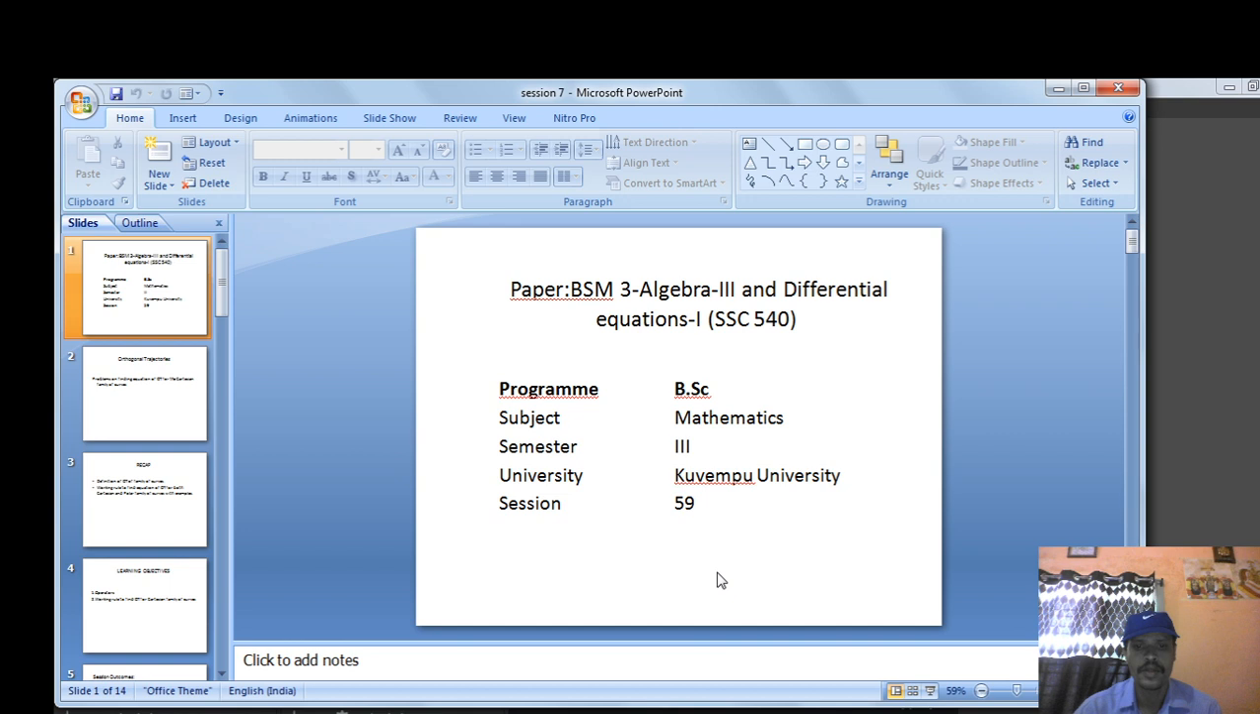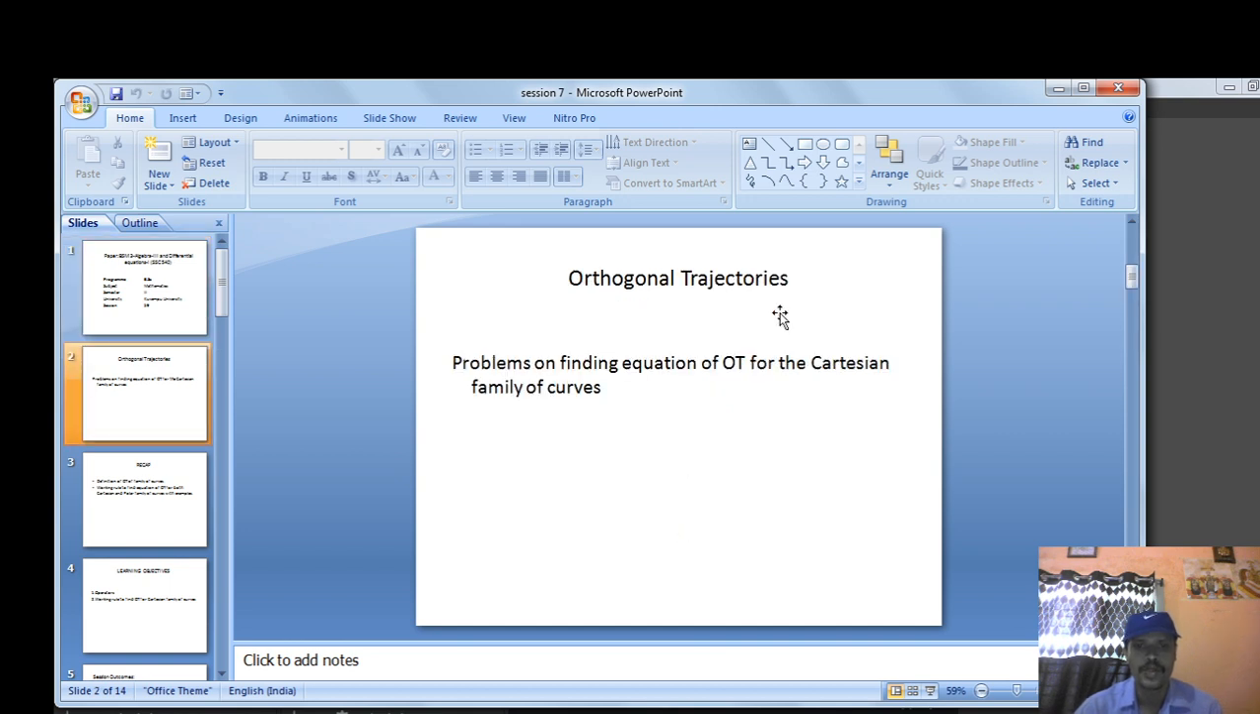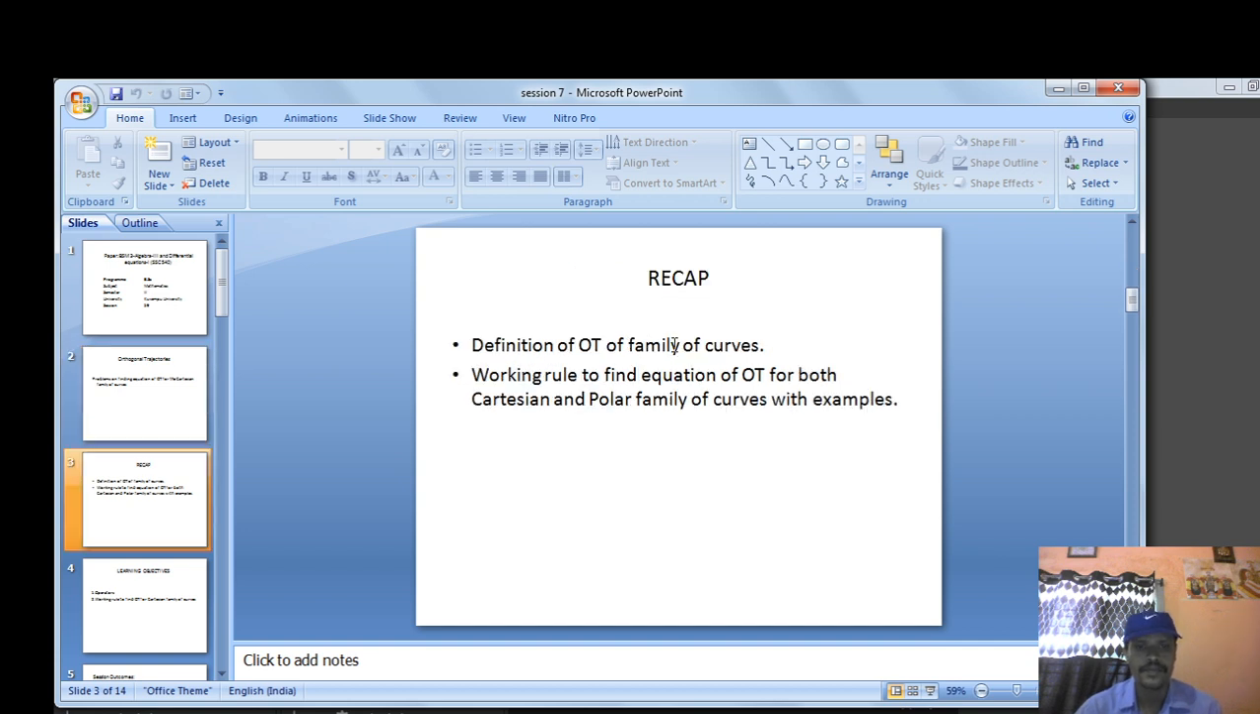Welcome to my 7th session of the unit Orthogonal Trajectory, which comes under the chapter Differential Equations. In the last session, we learned the working rule of finding equation of OT for both Cartesian and polar family of curves.